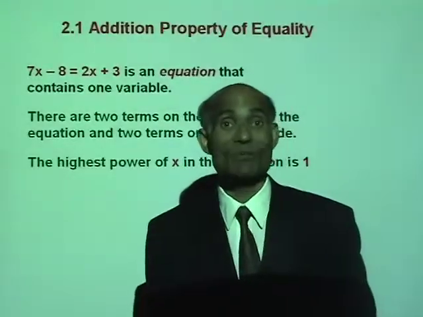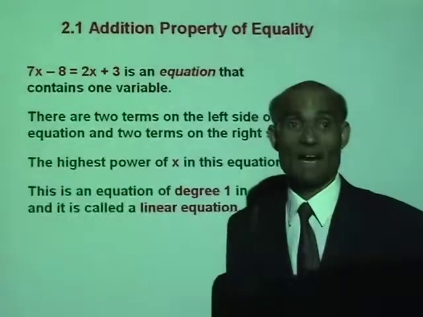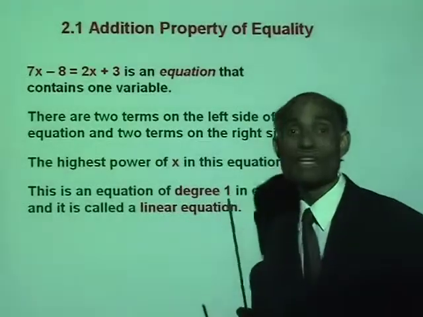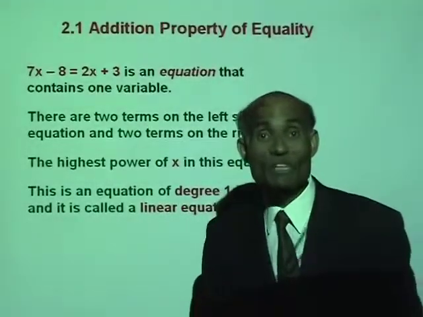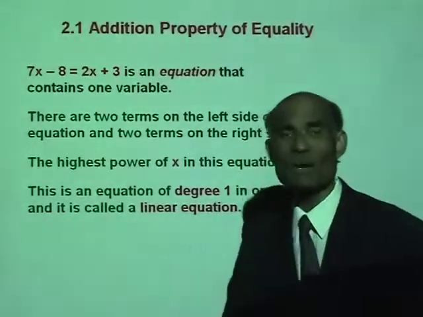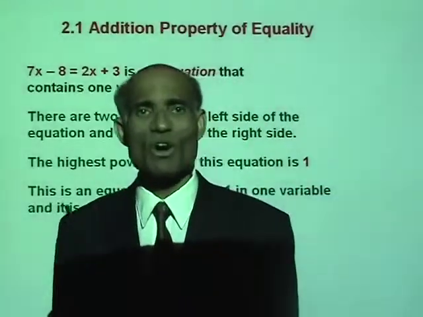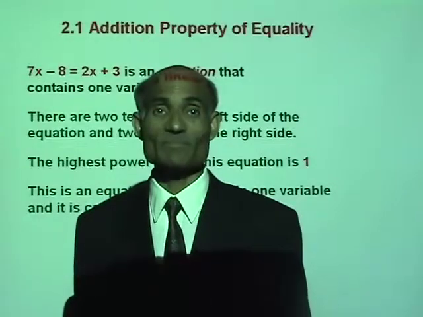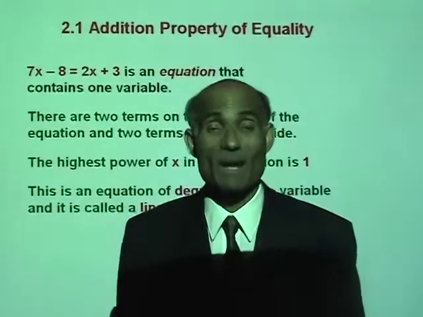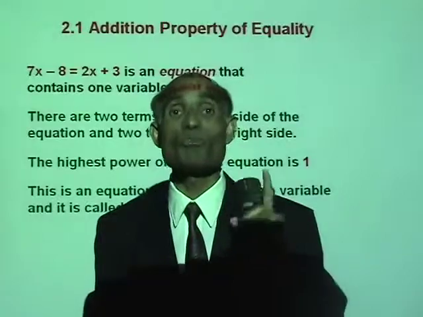The highest power of x in that equation is 1, and therefore we call it an equation of degree 1. An equation of degree 1 is generally called a linear equation. So tell me, what is the definition of a linear equation? A linear equation is an equation of degree 1. That means the variable in that equation will be of power 1.